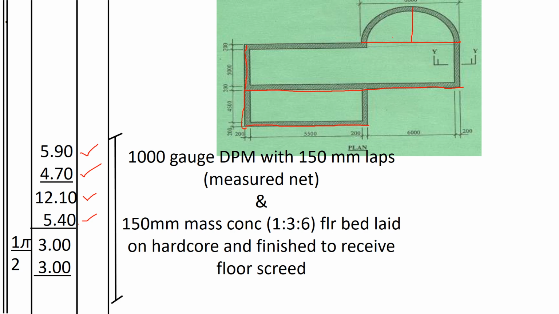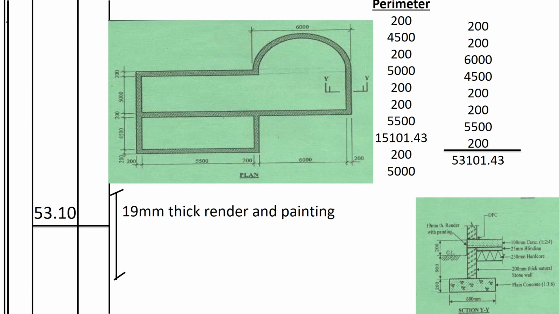1,000 gauge DPM with 150 millimeters laps measured net, and 150 millimeters mass concrete 1:3:6 floor bed laid on hardcore and finished to receive floor screed. 19 millimeters thick render and painting. It's shown on the section, this part here. So this one we shall calculate like skirting in terms of linear meters, and it's going outside the walls all around. So we shall find the perimeter all around the external walls.